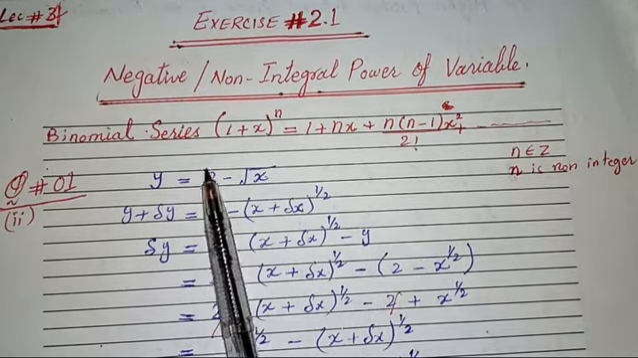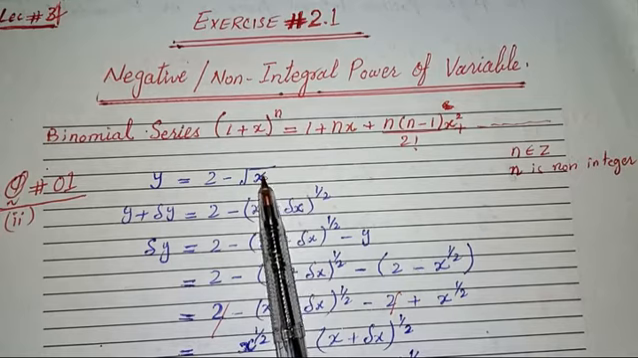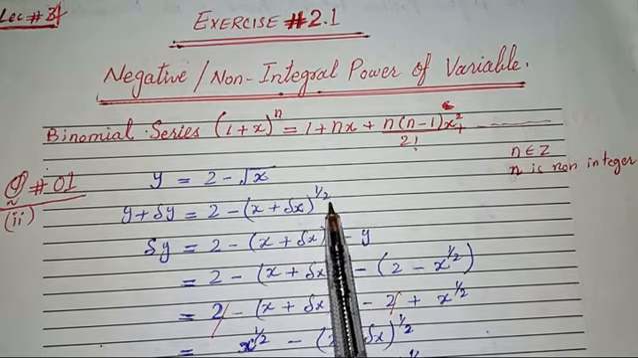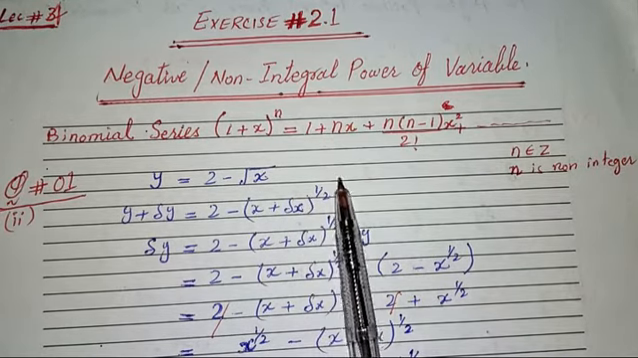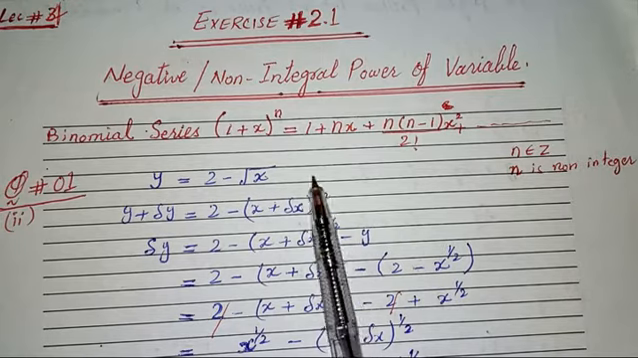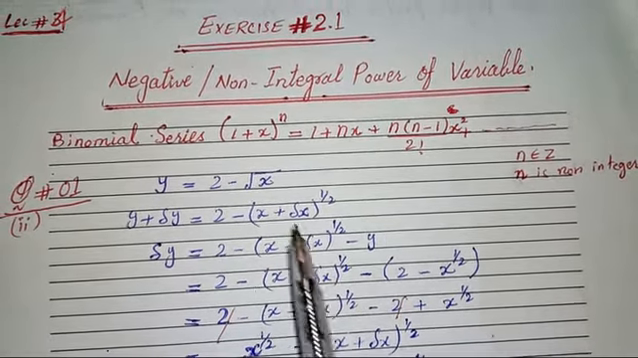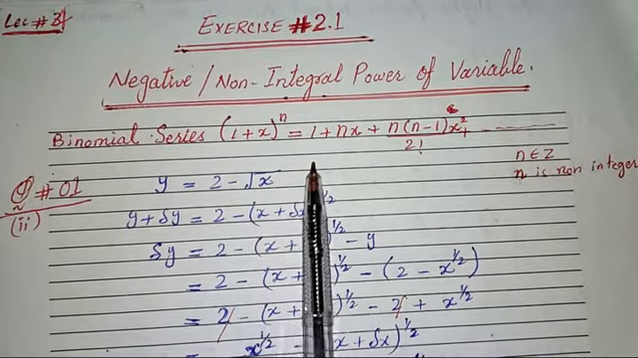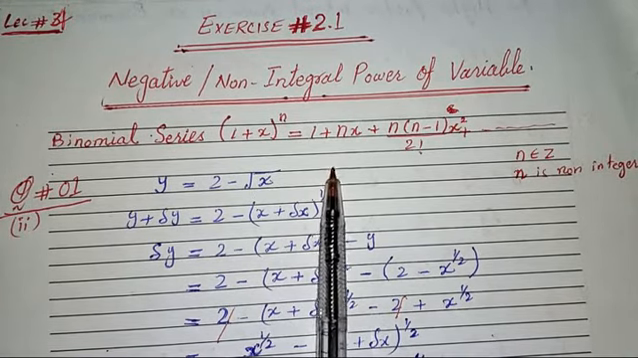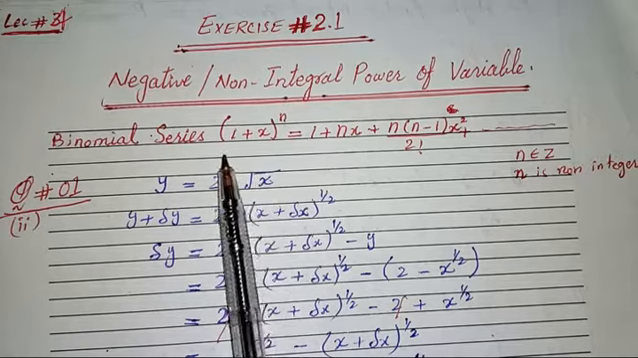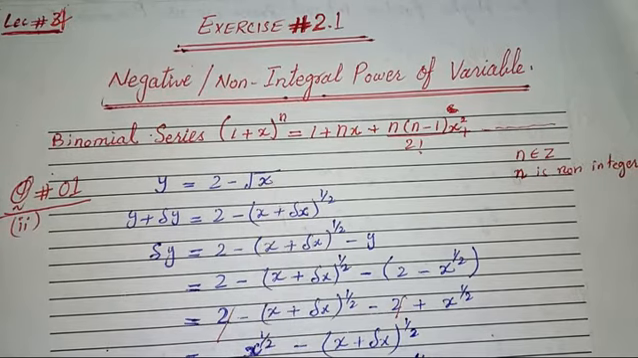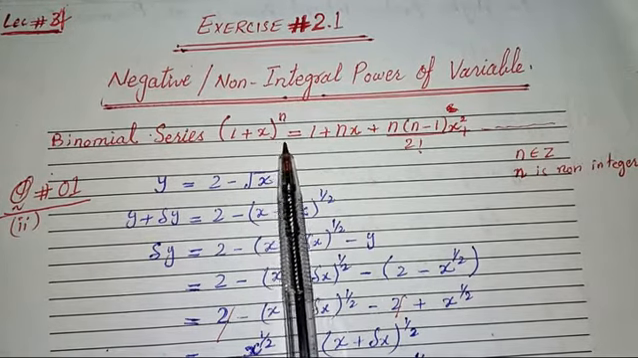Just like here, 2 minus x raised to power 1 by 2. This is a non-integral power, it is not a complete integer, it is in the form of 1 by 2. So to handle such types of questions, when the power is negative or non-integral, in any type of question, then you will use this binomial series.